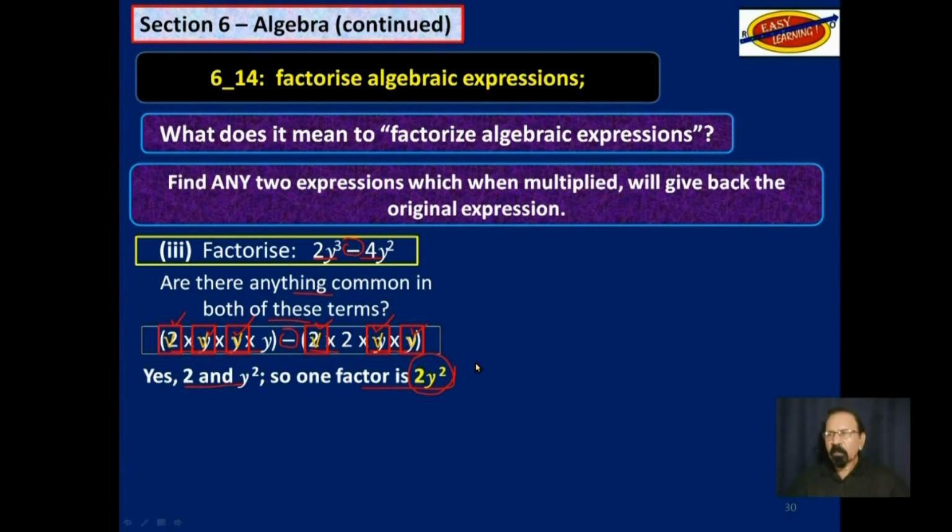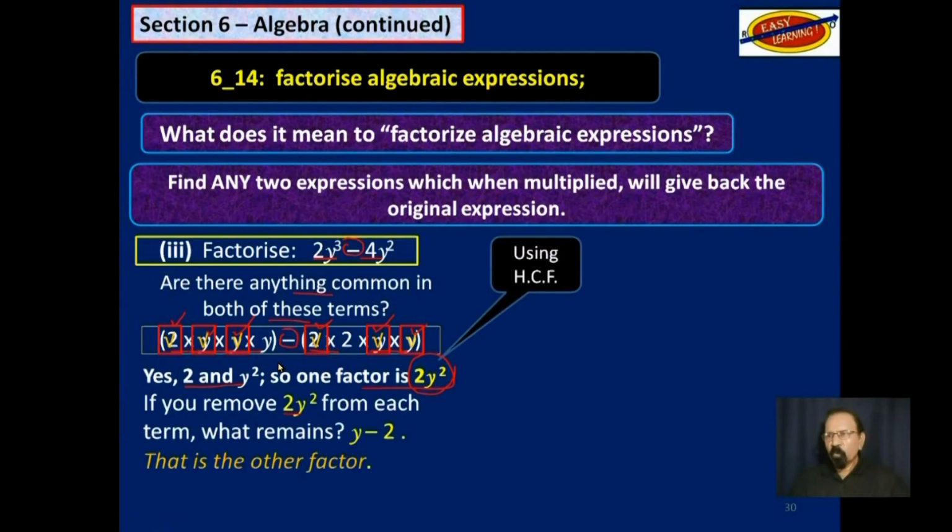So what does that leave us with? If we take 2y squared from each term, what we are left with in the first term is y by itself, that's this y, minus 2. So y minus 2 will be the other factor. So what are the two factors? 2y squared and y minus 2. So if you were to factorize this expression up here, what you will get is 2y squared, open bracket, y minus 2, close bracket. Those are the two factors.